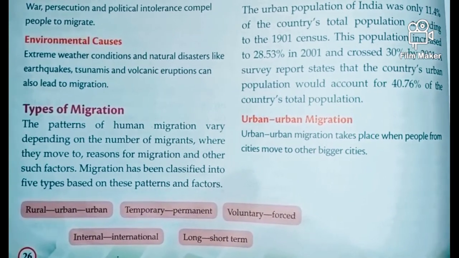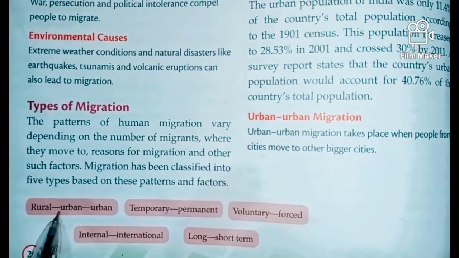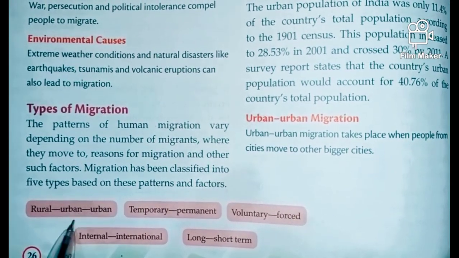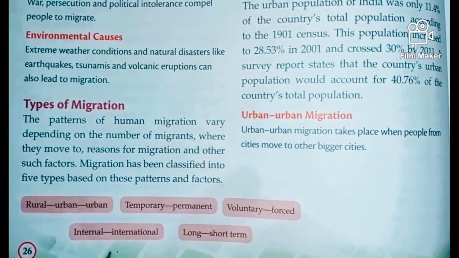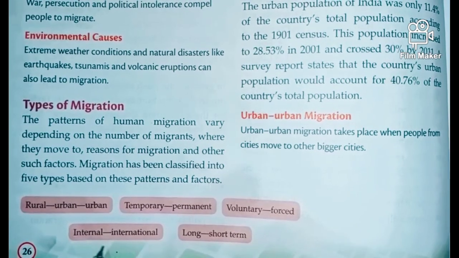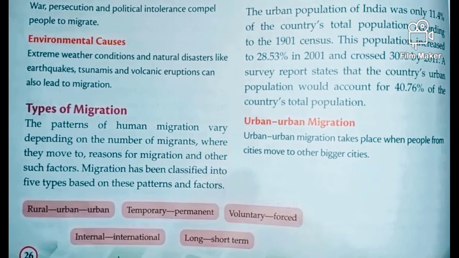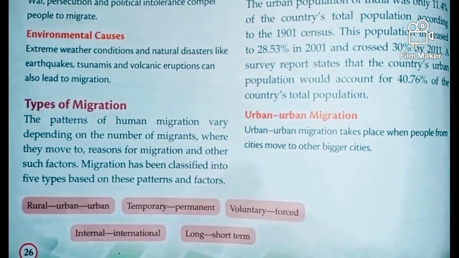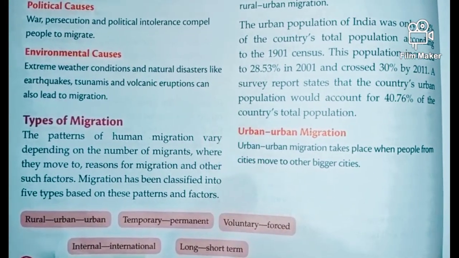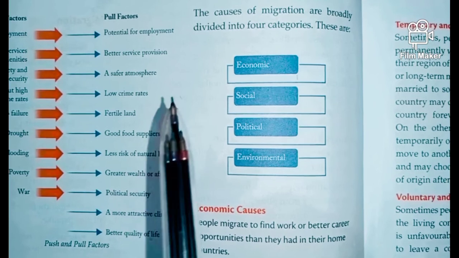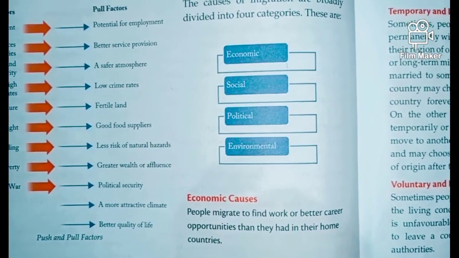Based on that, we have different types of migration, widely categorized as rural to urban, urban to urban, then temporary, then permanent, then voluntary and forced, international and national and internal, and long and short term. And these things are basically dependent on a few important points. These are broadly categorized into four: economic, social, political, and environmental.